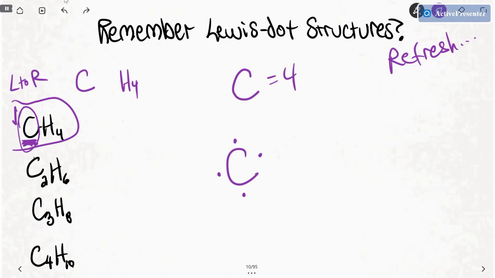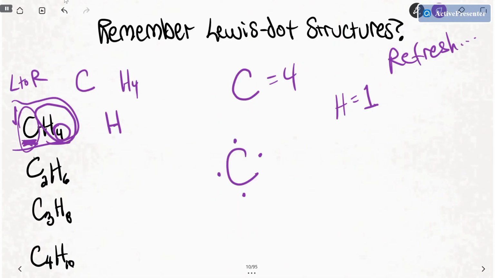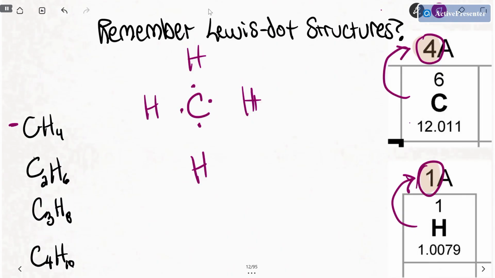And then now let's look at the hydrogen. Up here, hydrogen is in group A as well, and it's in column 1. So what does that mean again? Hydrogen only has 1 electron. So you're only going to draw 1 electron. There's 1 carbon, so we're going to put that in the middle. And then there's 4 hydrogens. So we're going to make 4 hydrogens on all 4 sides of the carbon because there's 4 of them. Now remember, the carbon has 4 electrons, and the hydrogen only has 1 electron each.